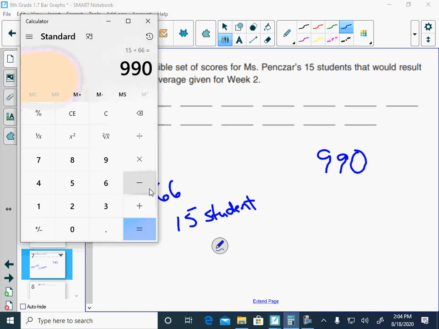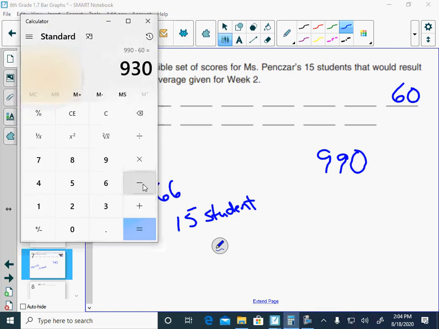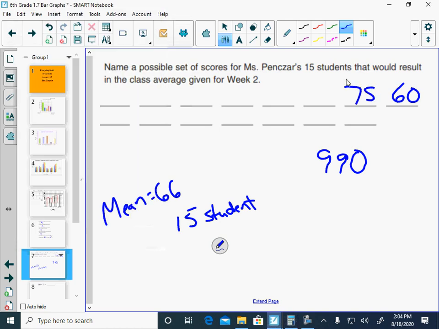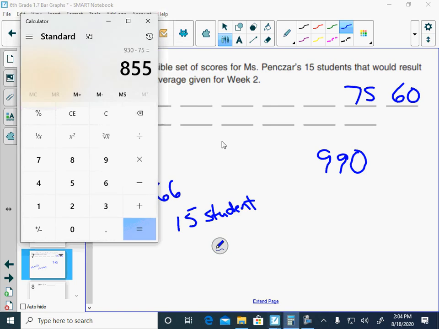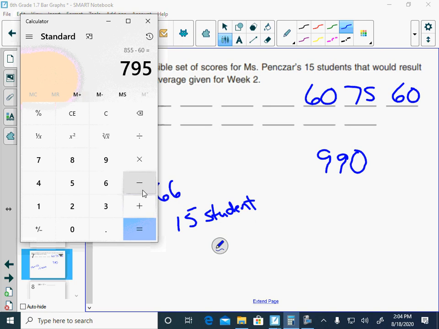Now I have to come up with 15 scores that equal that. So we're going to use this calculator, and let's subtract. We're going to keep as close to 66 as possible. So we'll subtract 60, so a kid got a score of 60 here. Now we'll subtract another. Let's go with 75 this time. We're going to subtract a 60. Let's say some kids did really well. Let's give a couple 90s on here. Subtract a 90.